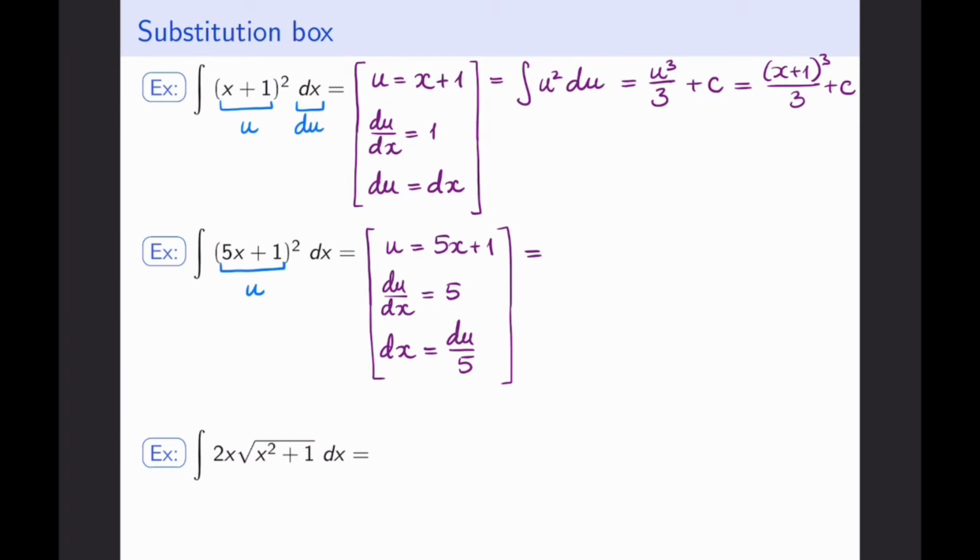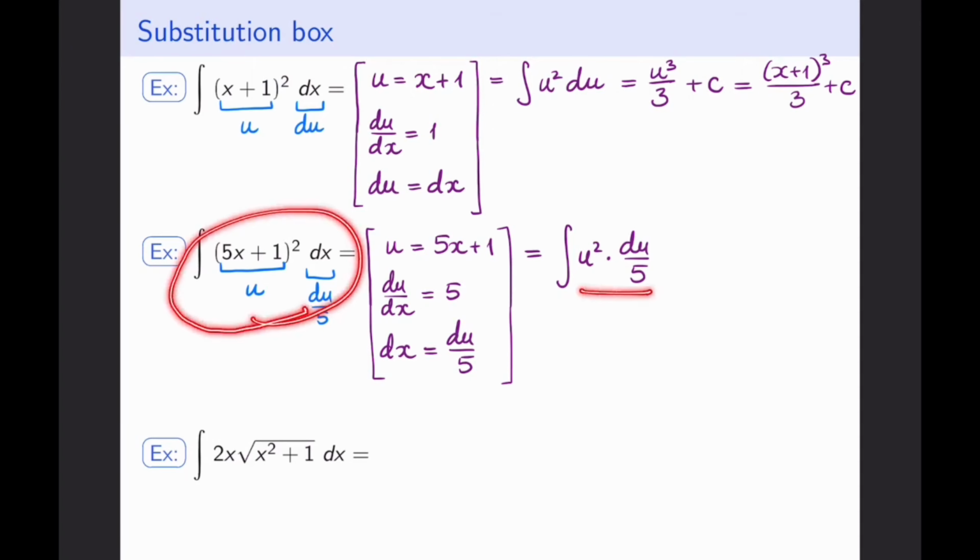Now, what does that mean in terms of my integral? Well, let's plug everything else back in. So first of all, dx is du over 5. So I can even write this down here, du over 5. And then what I have is u squared times du over 5. Okay? So again, I would like to write everything inside this integral all in terms of u.